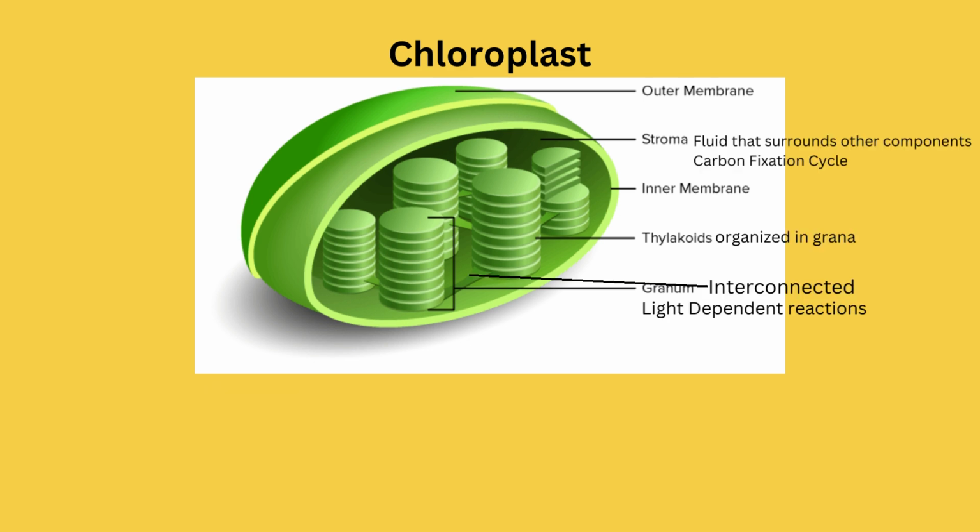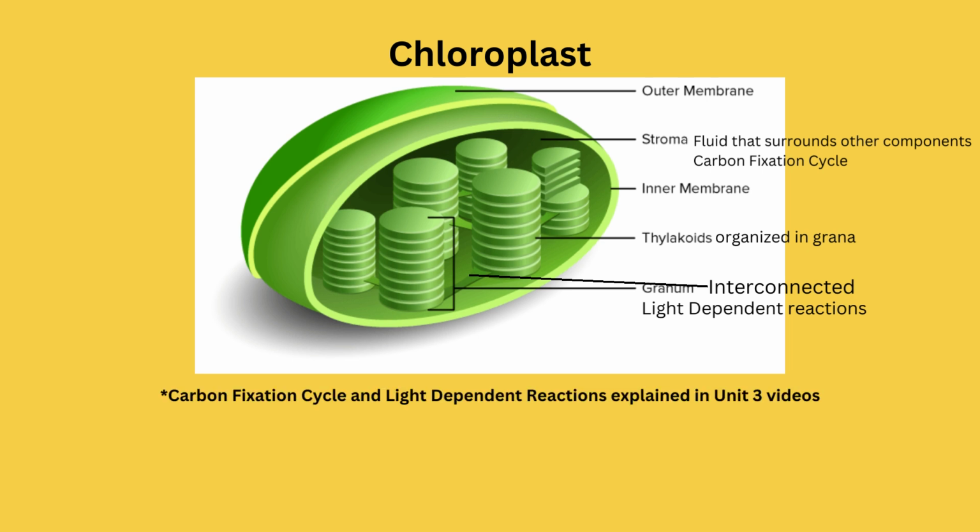There are several components within a chloroplast. Within the chloroplast, there is a fluid surrounding the other components that is called the stroma, in which the carbon fixation cycle occurs. Surrounded by the stroma, there are disc-shaped components called thylakoids, which are organized in stacks called grana. The multiple stacks of grana are interconnected. The grana is where the light-dependent reactions will take place, which is a part of photosynthesis. If you are confused about what these cycles are, they will be explained further in depth in Unit 3.